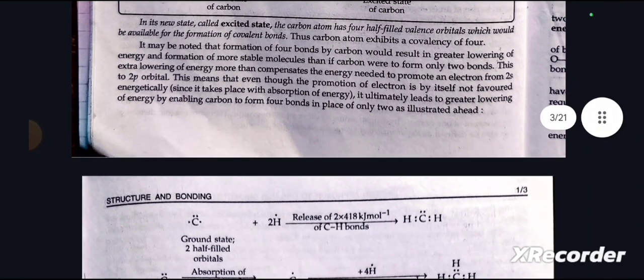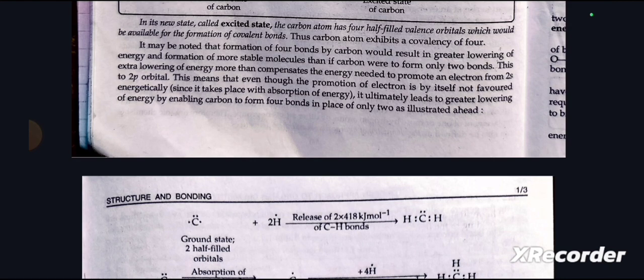In its new state, called the excited state, the carbon atom has 4 half-filled valency orbitals which would be available for the formation of covalent bonds. Thus carbon atoms exhibit a covalency of 4. It may be noted that the formation of 4 bonds by carbon would result in greater lowering of energy and formation of more stable molecules than if carbon were to form only 2 bonds.